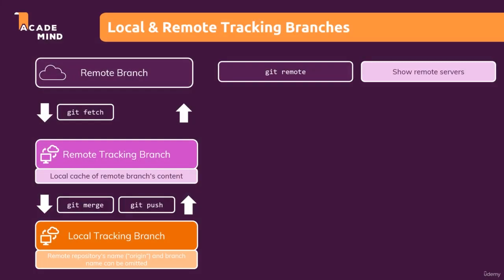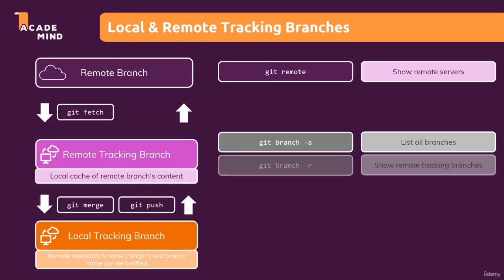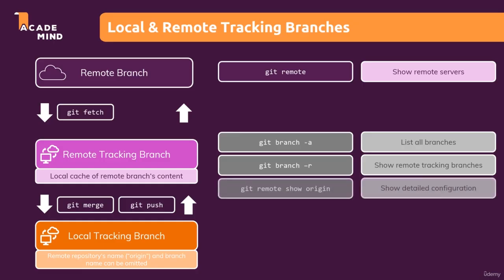Besides git remote, we have commands related to the branches itself. With git branch -a, we get a list of all branches. All branches here doesn't mean remote branches, you saw this. It means all local tracking branches, and remote tracking branches. If you want to see all remote tracking branches, you can run git branch -r. And if you want to see more details about your current configuration, you can run git remote show origin.